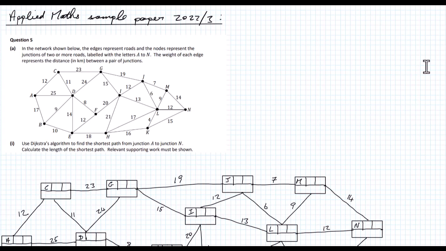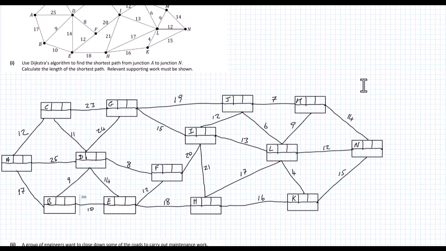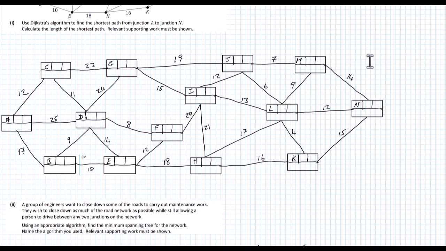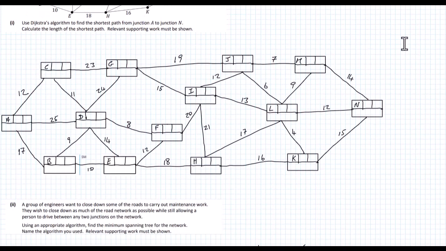They're labelled with letters A to N and the weight of each edge represents the distance in kilometres between a pair of junctions. We've got to use Dijkstra's algorithm to find the shortest path from junction A to N, and we've got to calculate the length of the shortest path. Relevant support work must be shown. Okay, so I've drawn up the network here where we can fill out the working values.